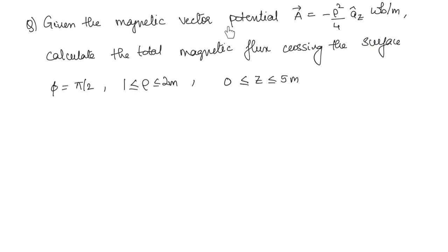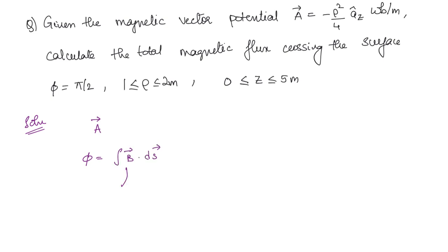Given the magnetic vector potential Ā is equal to −ρ²/4 âz Weber per meter, now calculate the total magnetic flux crossing the surface φ = π/2, 1 ≤ ρ ≤ 2 meter, and 0 ≤ z ≤ 5 meter. So here what we have is the magnetic vector potential, and we need to find out the magnetic flux crossing through the surface. Okay, so Φ is equal to the integral of B̄ · dS̄.